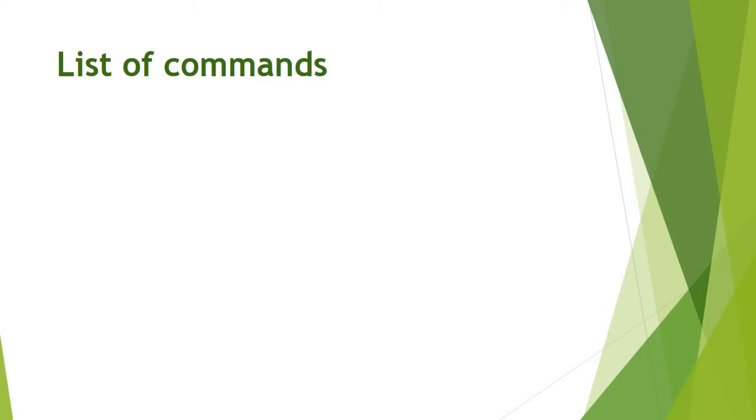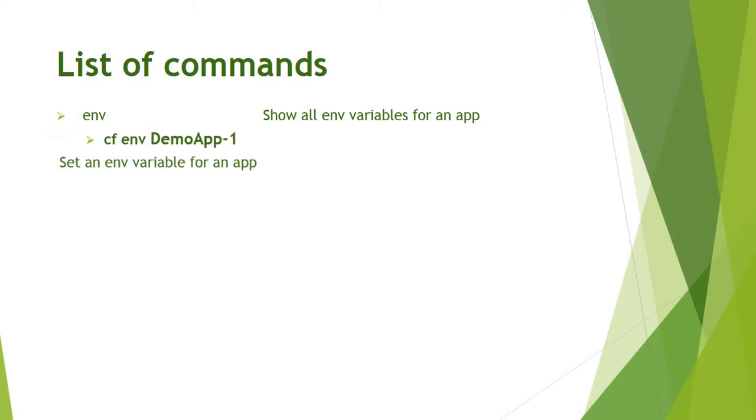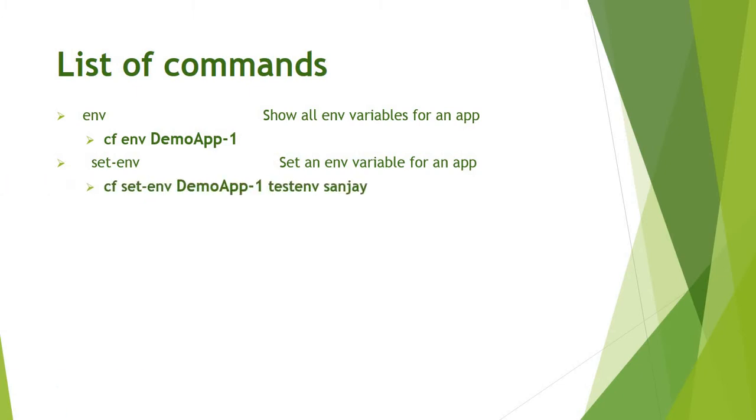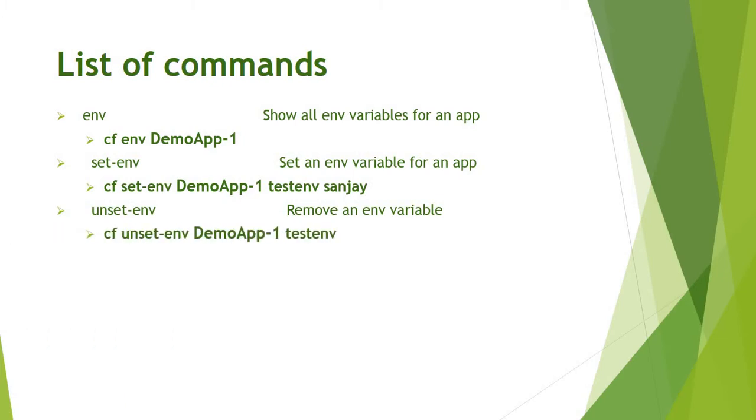So here is the final list of commands, our third set of commands. Environment variables related. cf env is a command which shows all environment variables of an application. With set-env, we can set a new environment variable for an application. Unset-env removes an environment variable of that particular app. cf unset-env is the command for that.